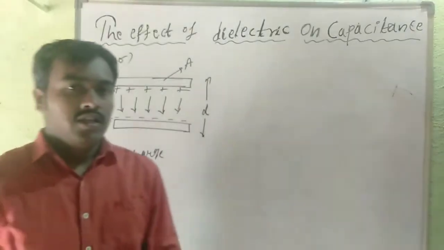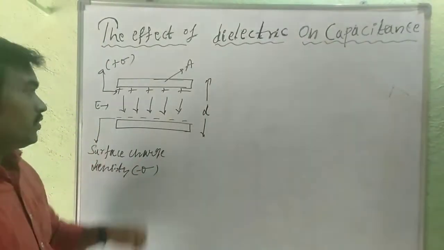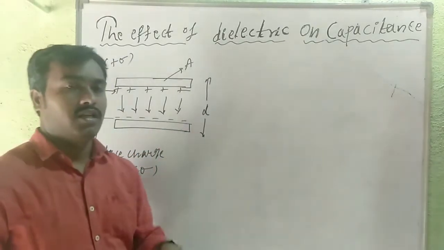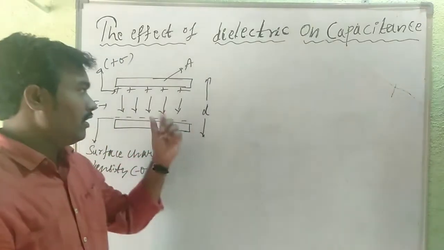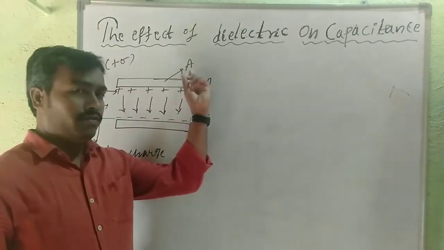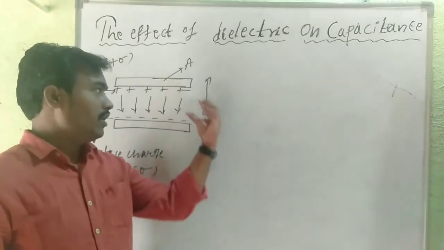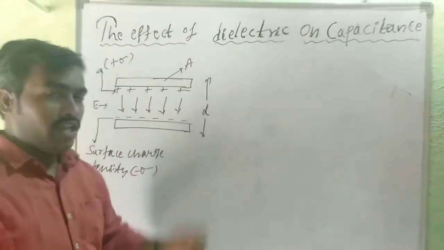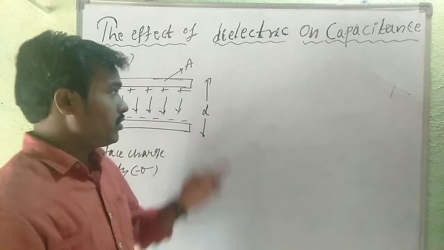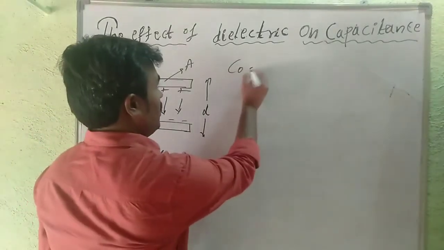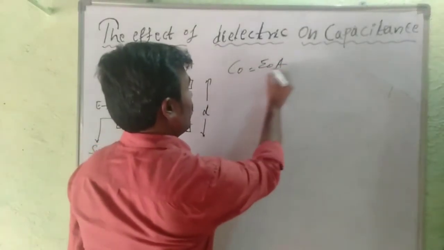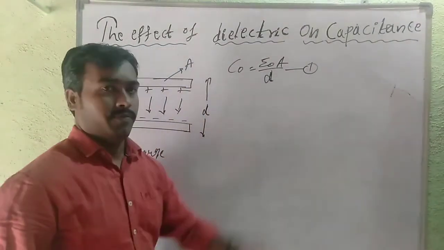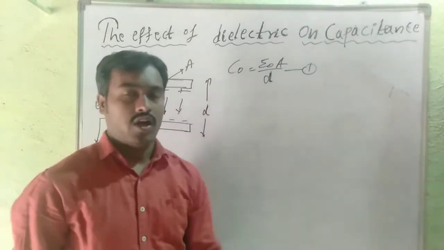Students, let us now consider a parallel plate air capacitor, with the area of the plate A and separated by a certain distance d. Then the capacitance of the air capacitor is given by C naught equals epsilon naught A divided by d. This is called equation number 1.